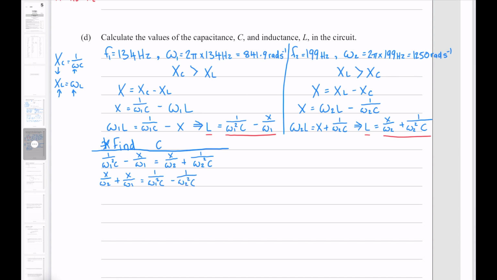Now I'm going to multiply both sides by C, whereas the C's on this side cancel out. Now I'm going to divide both sides by what I have in my brackets. I'm also going to make things a little bit easier on myself and rewrite our 1 over omega squared as omega to the power of minus 2. Hopefully you're familiar with that mathematics.